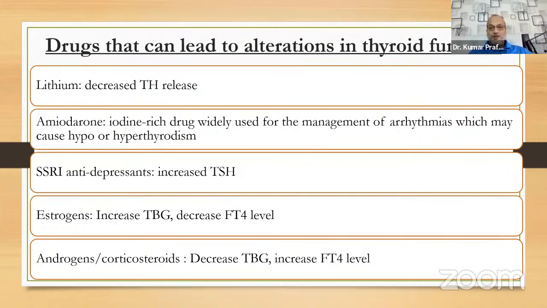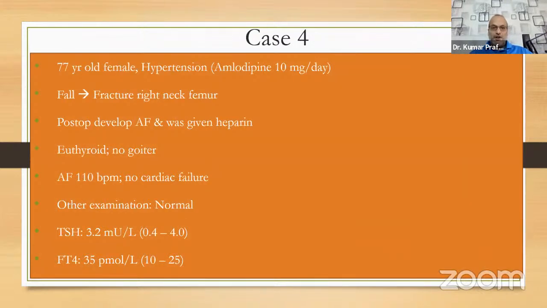There are certain drugs which can lead to alteration of thyroid function test. It is good to recap it. Lithium decreases TSH release. Amiodarone, an iodine-rich drug widely used for management of arrhythmias, may cause hypo or hyperthyroidism. SSRIs, antidepressants, lead to increase in TSH. Estrogen increases thyroid binding globulin, leading to decrease in free T4. Androgen and corticosteroid lead to decrease in thyroid binding globulin and increase in free T4 level.